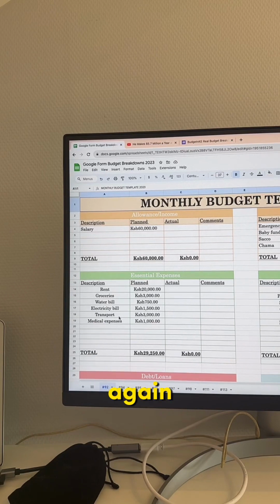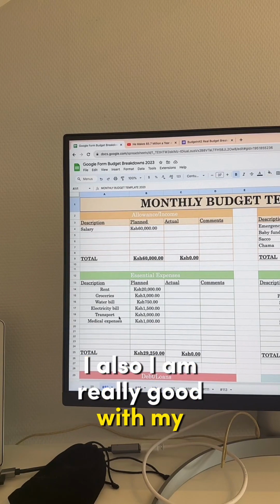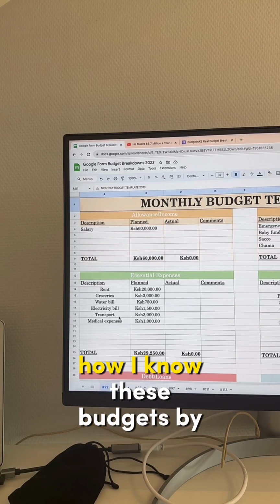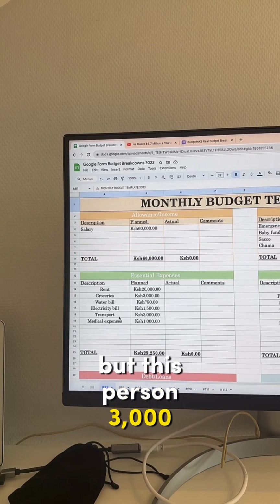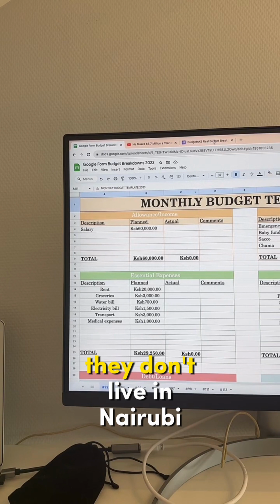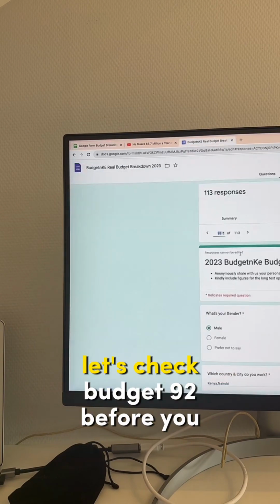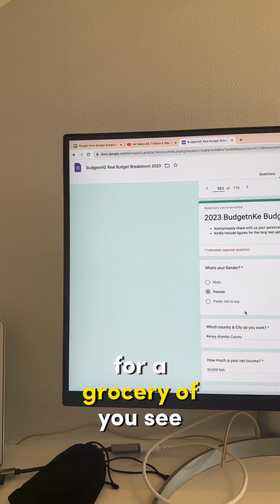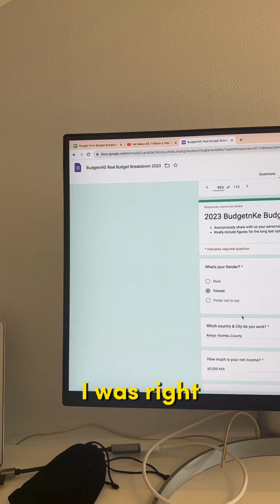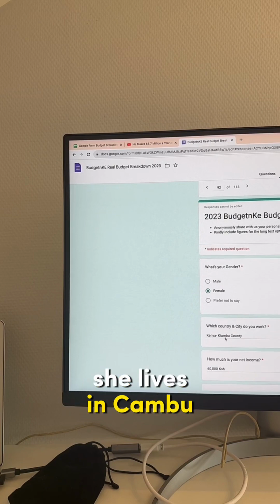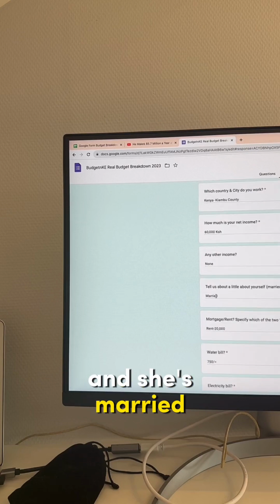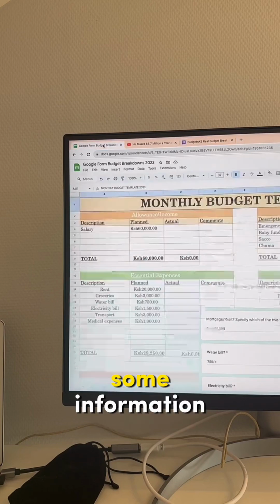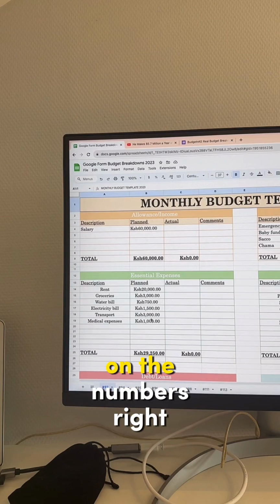I have to give a disclaimer again. I am really good with my memory, and you'll be surprised how I know these budgets by heart. But this person, 3,000 on groceries, if I'm not wrong, they don't live in Nairobi. Let's check budget 92 before you start coming ham on me for a grocery. Oh, you see, I was right. They live in Kiambu. So this is a lady. She lives in Kiambu, and she's married. So that already gives you some information that she has a bit of leeway on the numbers, right?